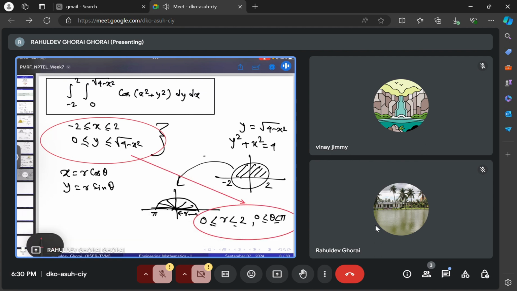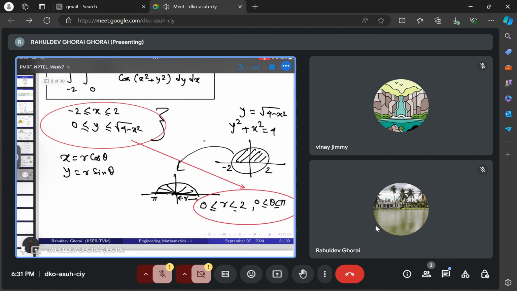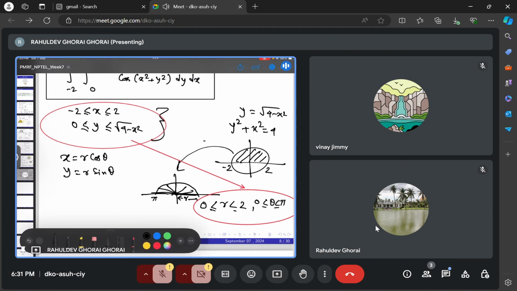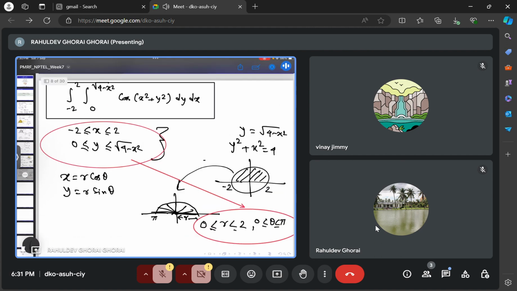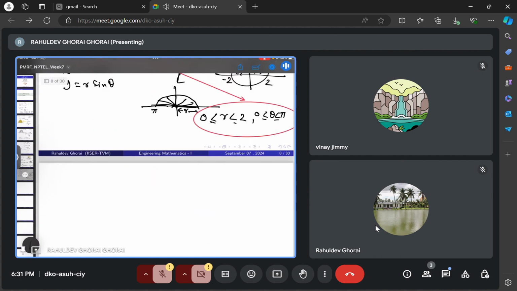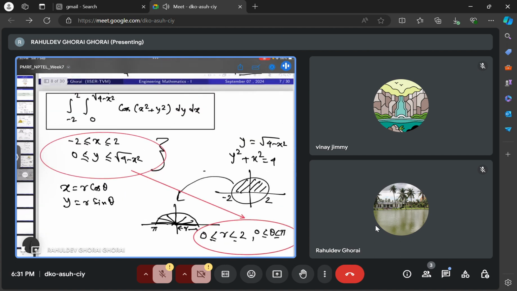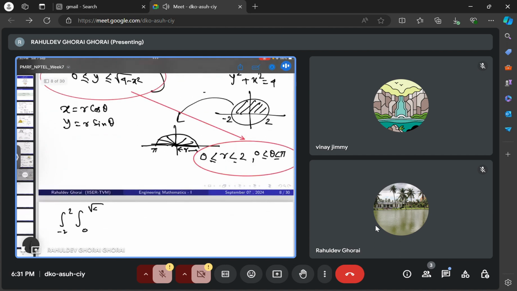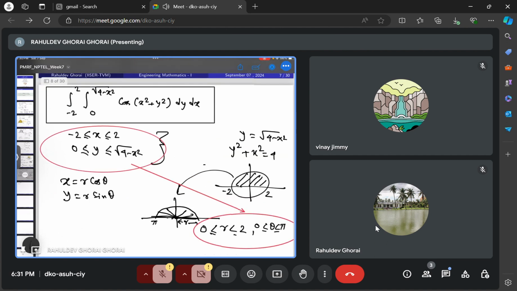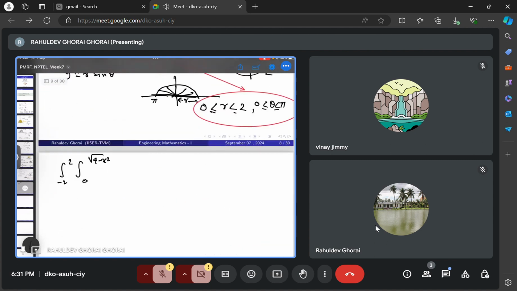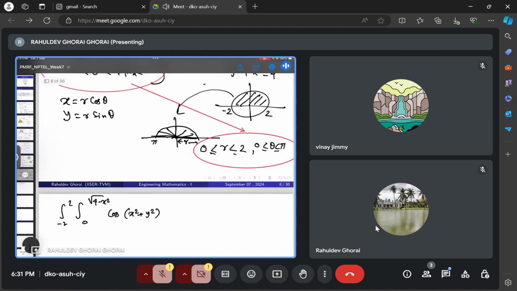So under the polar coordinate transformation, how will the integration change? The integration was x from -2 to 2, y from 0 to square root of 4 minus x square, cos of x square plus y square, dy dx.